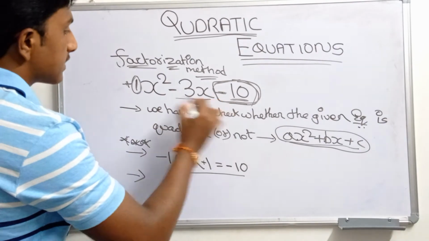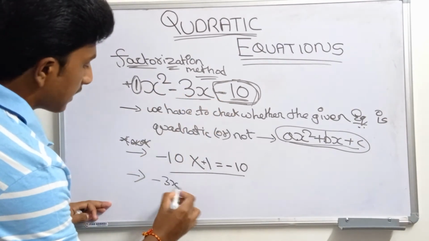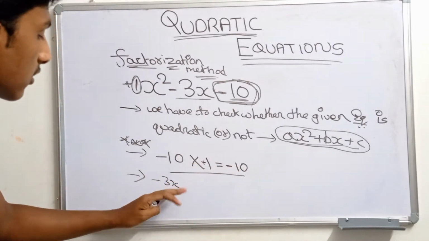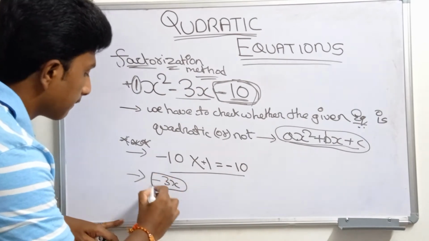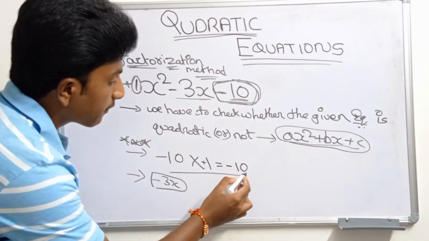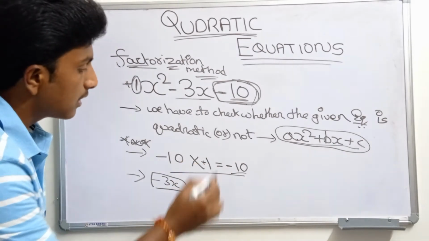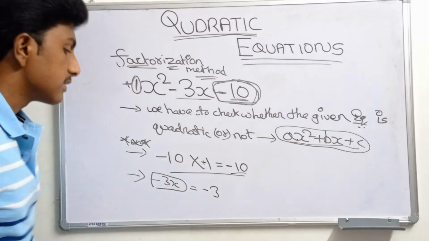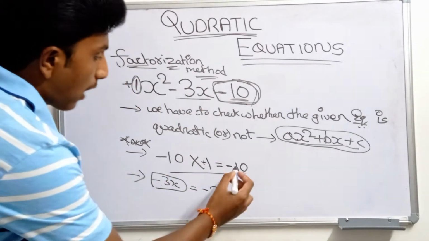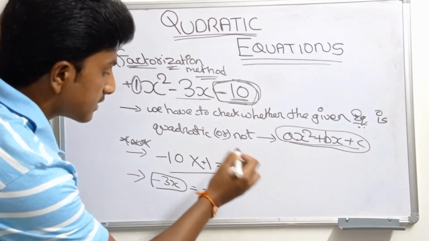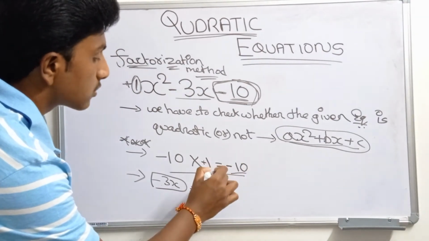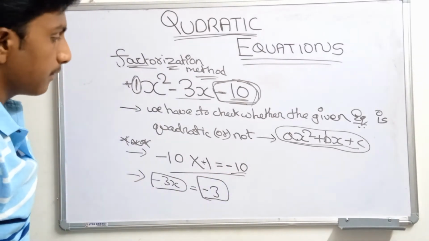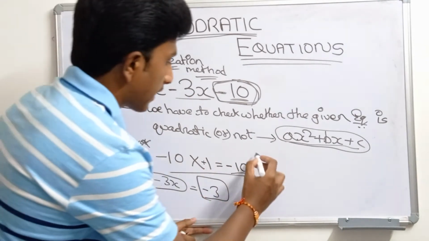And here we have minus 3x. For minus 3x, you have to select the factors of minus 10 in such a way that if you add or subtract, you should get minus 3. Guys, is it clear? I am repeating it again. You have to select the factors of minus 10 in such a way that if you add or subtract those factors, you should get minus 3. Guys, is it clear? First, we'll write the factors of minus 10.